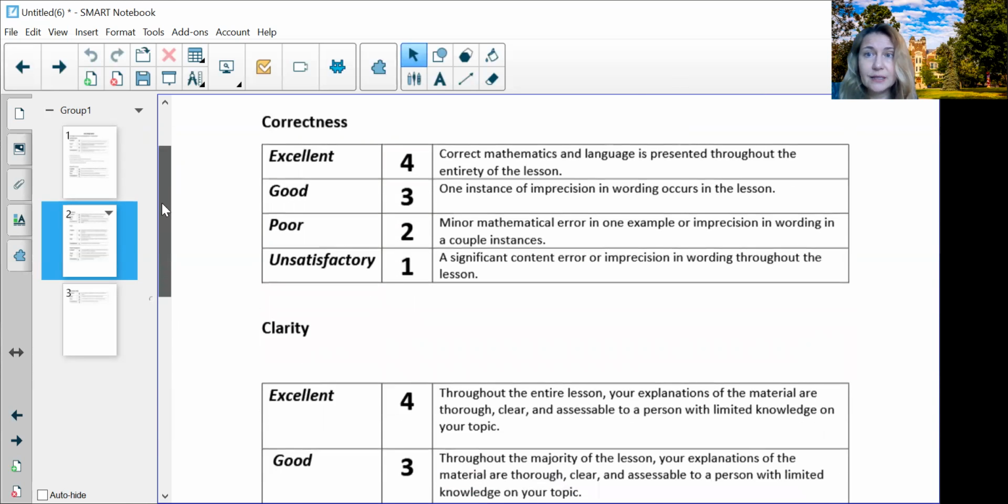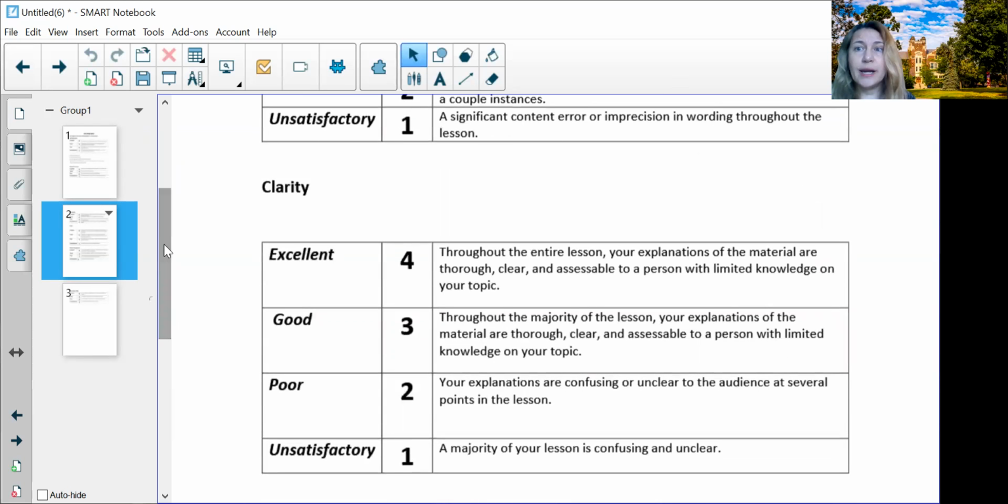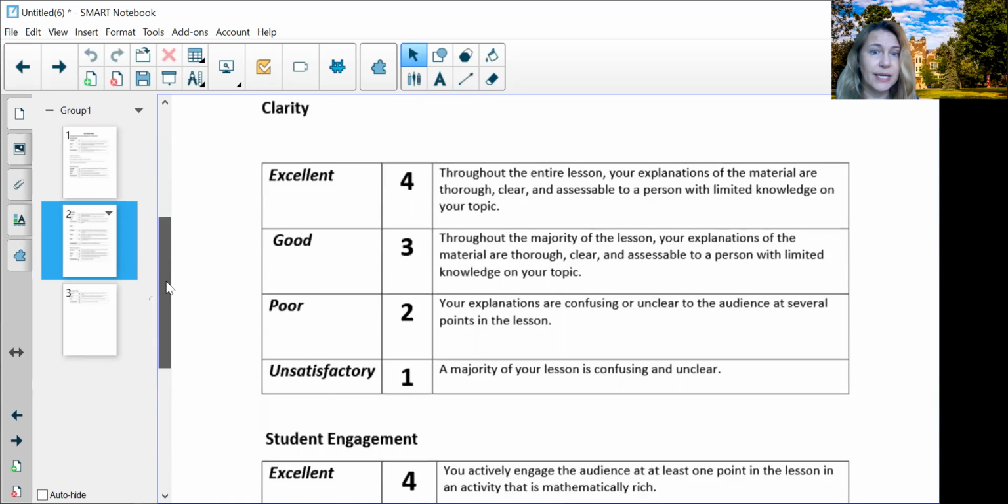The clarity of your lesson. So I'm going to be thinking in terms of the audience would not know anything about what you're presenting. All right, would it be clear to somebody with limited knowledge? You're presenting to your peers who already know all the math, but I'm going to be asking myself, if there were students sitting in the room, would they be able to understand the content based on your explanations and your presentation? Okay, so you're graded on clarity.